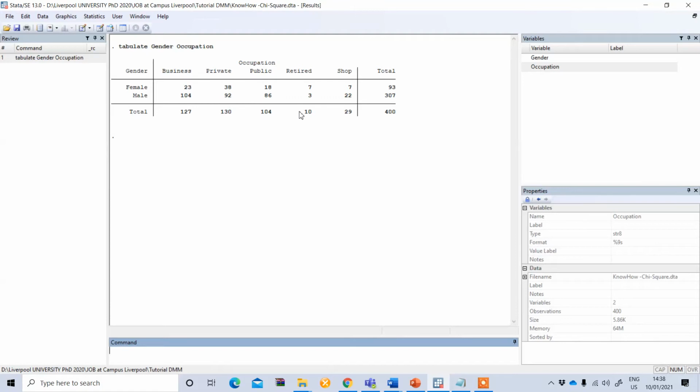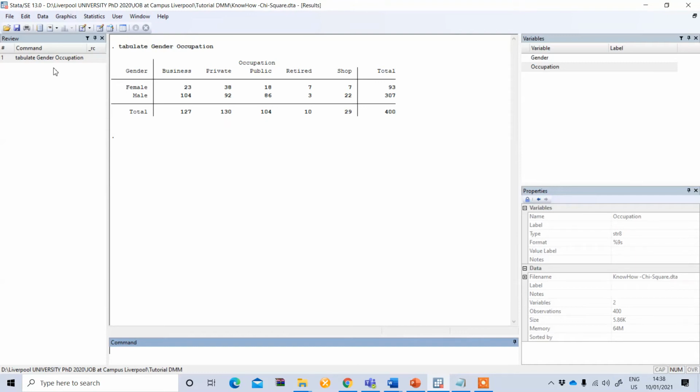However, if you see a category like retired, they are not doing any job. Among 10 retired respondents, 7 are female, which means the maximum in this category are female. And this shows the frequency.